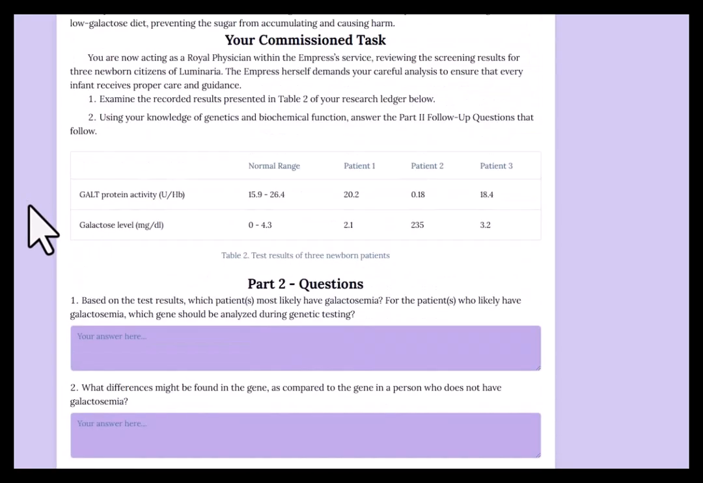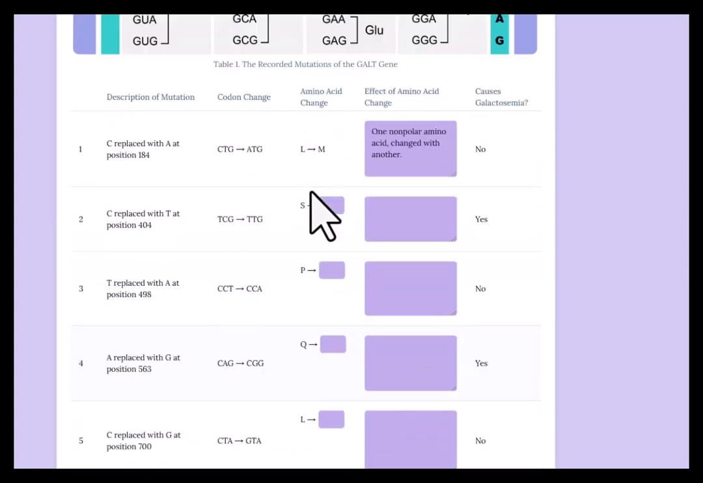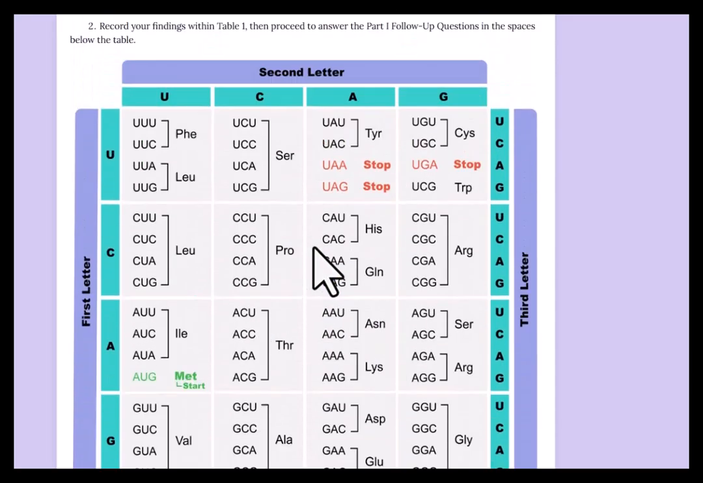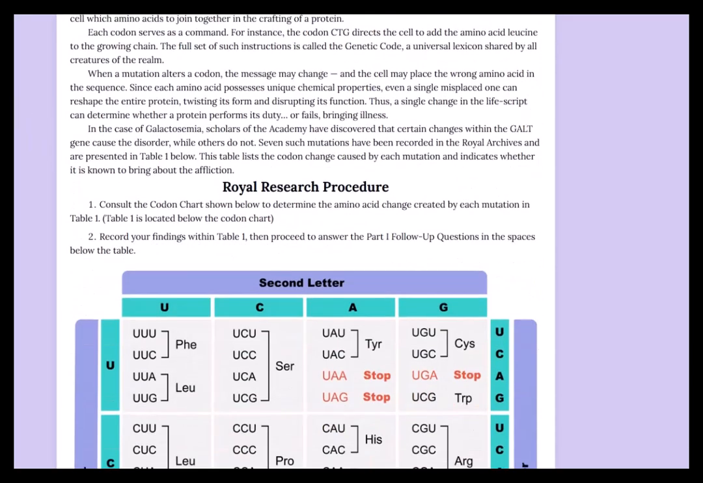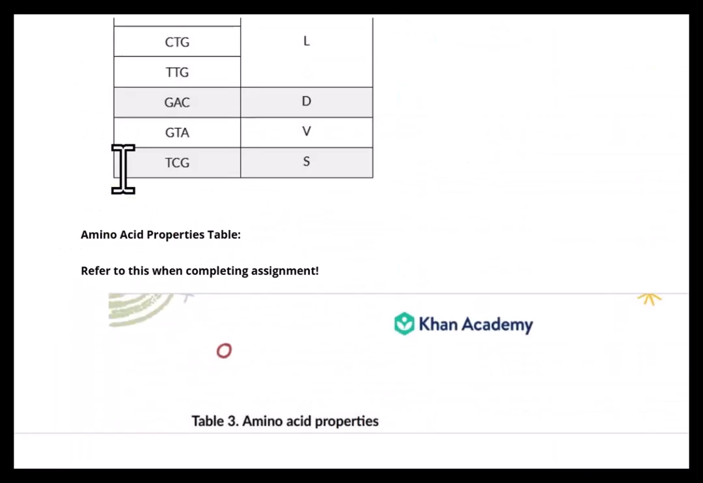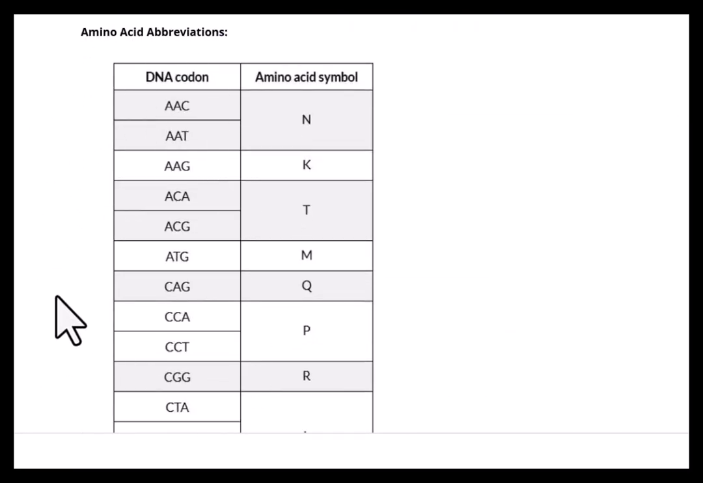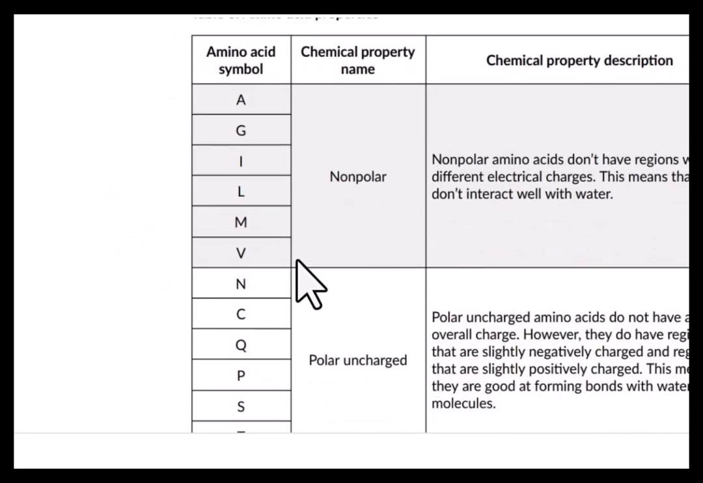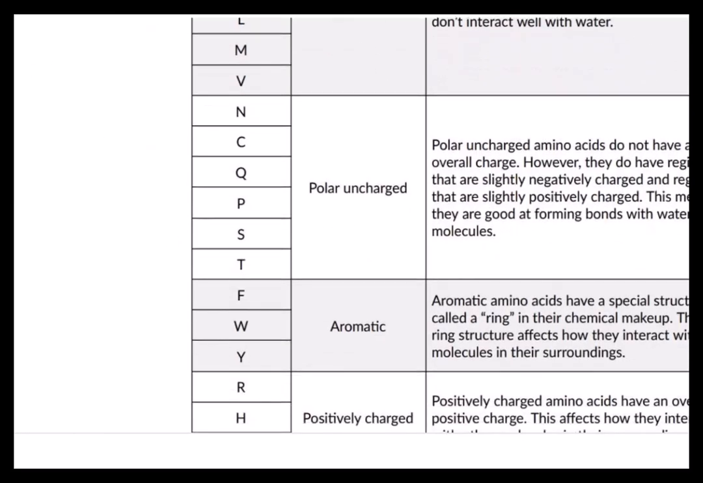But again, the most important thing to remember, fill in everything. Everything that has a purple box, you need to fill it in. If there's a purple box, you have to type something into it. You will need to refer back to the lesson introduction page for this abbreviation chart and this chemical property chart for each amino acid. You'll need to do that.